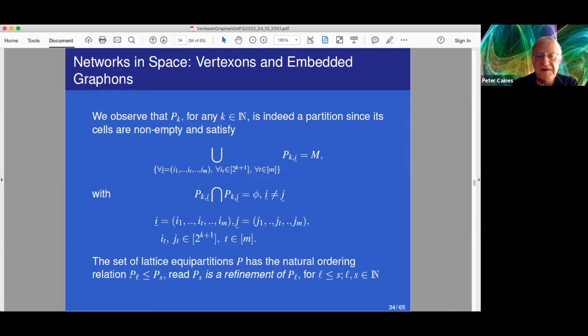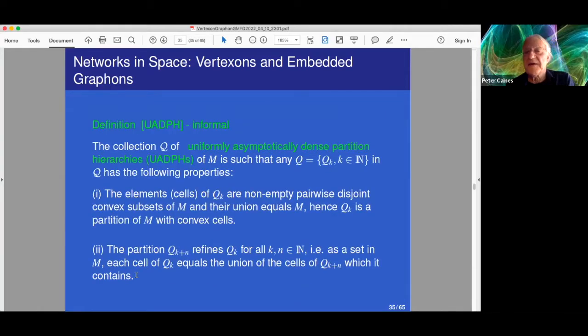And we're going to write PL less than or equal to PS, where L and S are integers. This is read as PS, notice higher up, is the refined one, and PL will be coarser. Now, we will invoke the notion, but it's not really critical to understanding what we're going to say next, of a uniformly asymptotically dense partition hierarchy. So basically, that's all partition hierarchies that behave like the lattice hierarchies with the rectangular edges.